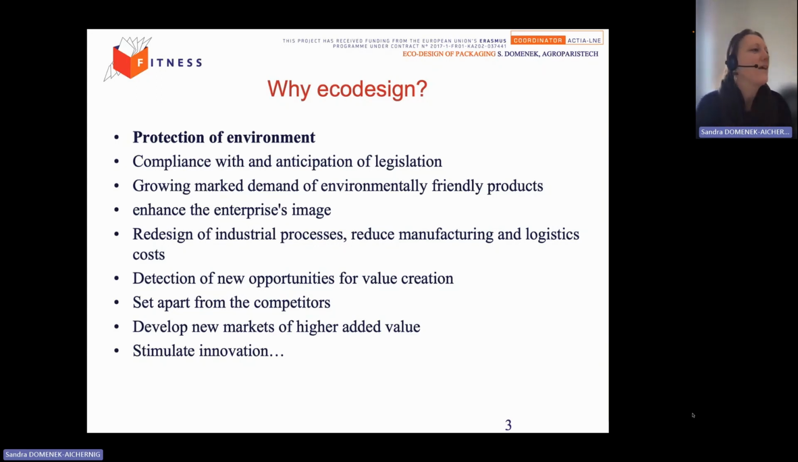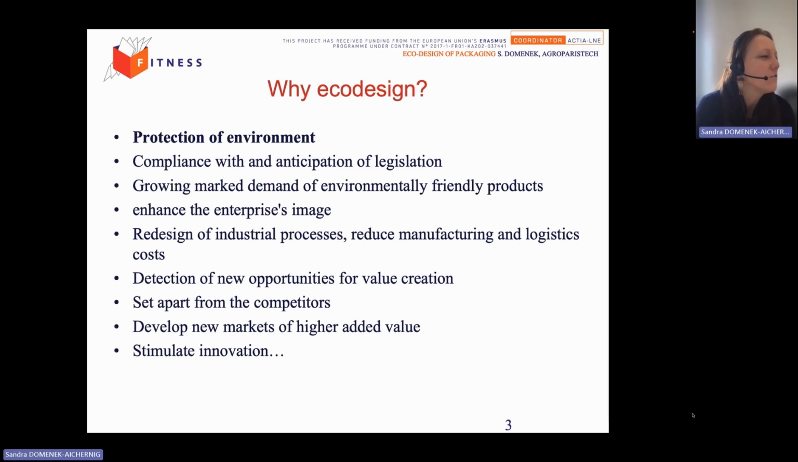After this come all the other good reasons one can have to do eco-design. So there will be the compliance and the anticipation of the legislation, and we had yesterday a lot of updates on the legislation and on the policy push. There is a growing market demand of environmentally friendly products. It helps you enhance enterprises' images, redesign industrial processes, reduce manufacturing and logistics costs, detect new opportunities of value creation. These things are true for all design processes.